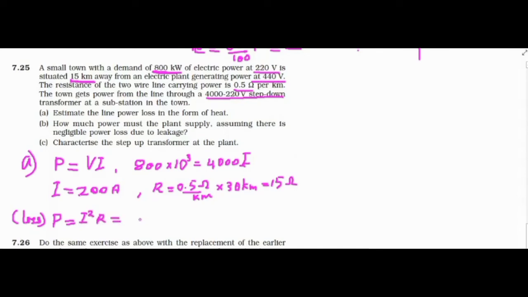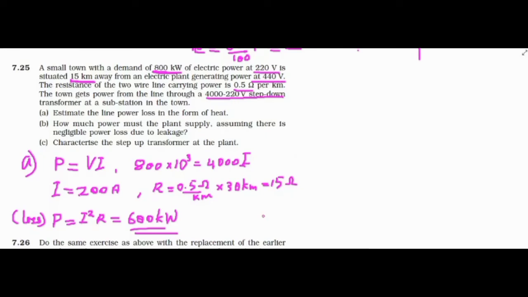Substitute the values of I and R. You will get around 600 kilowatt, which means 600 kilowatt of power is lost during the transmission in the form of heat.